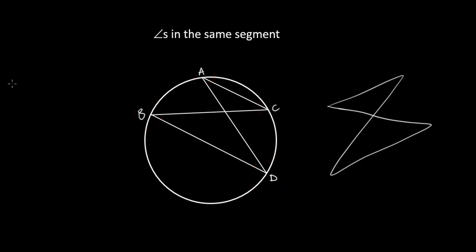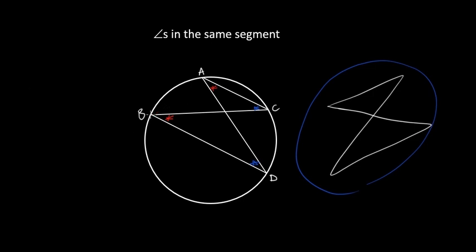Now, with this one, you'll have angle A equals angle B. Reason: angles in the same segment. You'll have angle C equals angle D. Reason: angles in the same segment. They sometimes give you a diagram where you'll have two of the bow ties. So with two bow ties, you'll have something of this nature.